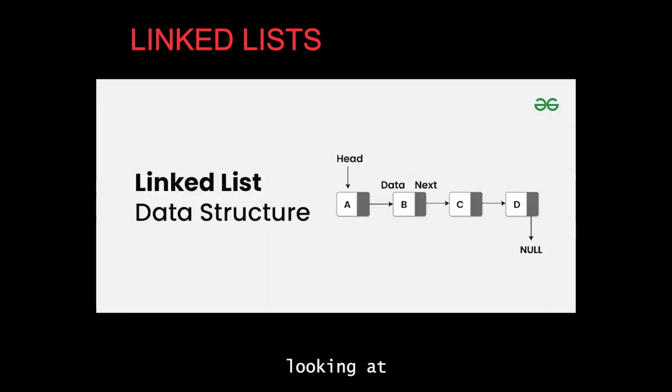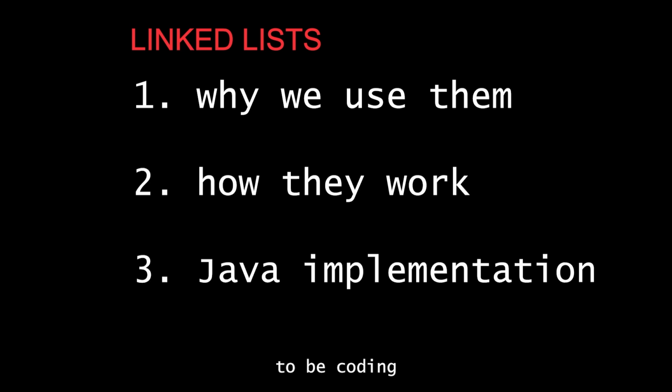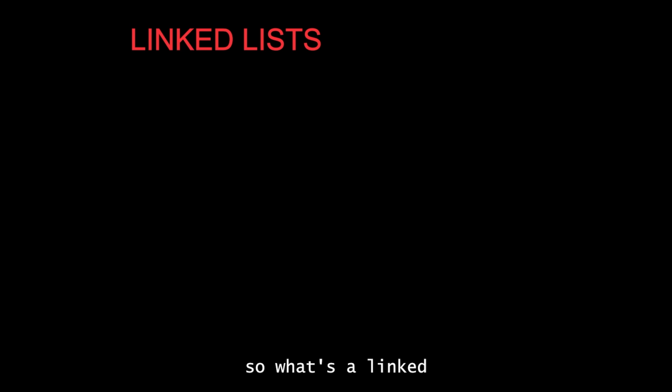Today we're going to be looking at linked lists, why we use them, how they work, and also we're going to be coding one in Java. Alright, so what's a linked list? A linked list is a linear data structure that's used to store a collection of elements. So it's similar to like an array.